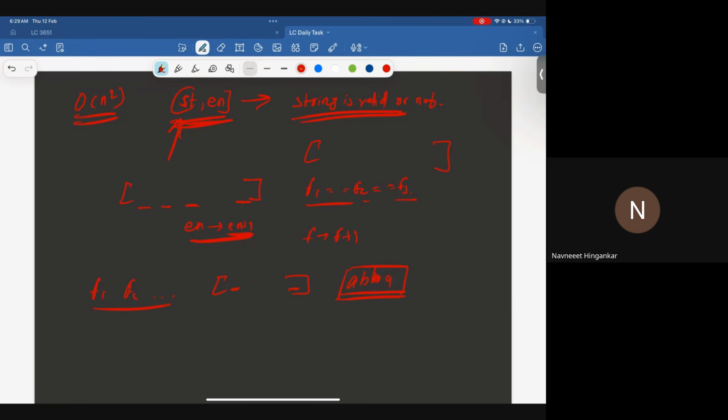But XOR is just like the even count, right? The even count will disappear. Yeah, in case of an even count, it will disappear. In case of an odd count, if the string matches.